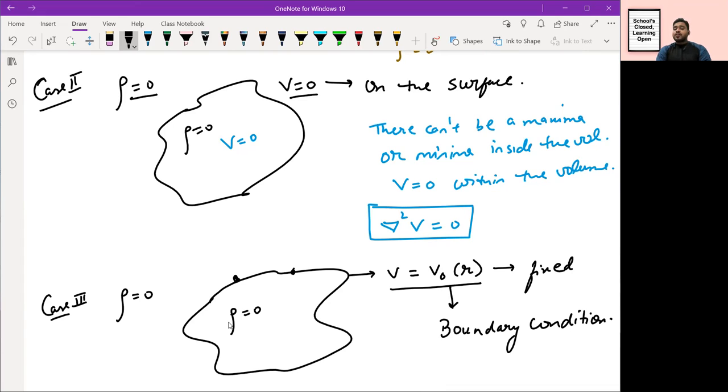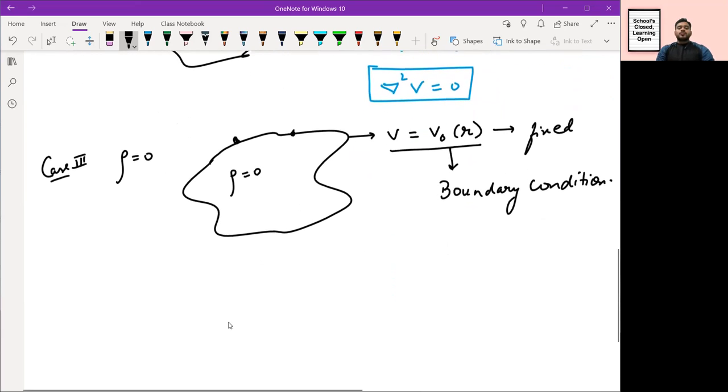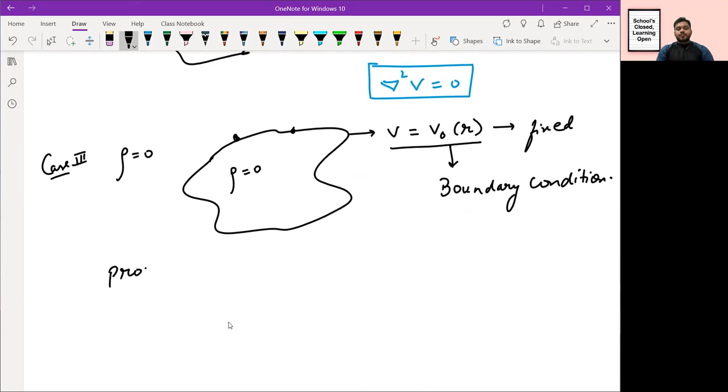There can be only one function of potential. The distribution of potential is going to be unique. It's not going to vary for the particular boundary condition. And now we are going to prove it. How we are going to prove it? Using the approach which we have used in the first method, by contradiction, right? So let's prove it using contradiction.